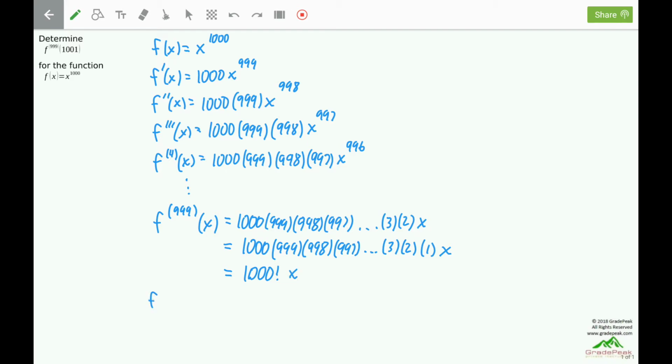Now if we evaluate this 999th derivative at 1001, we'll have 1000 factorial, which is 1 times 2 times 3 all the way up to 1000, and then we have this times 1001. Well, since we already have all the numbers up to 1000 contained in this expression, and then we're multiplying by yet another number, 1001, this can then be expressed as 1001 factorial.